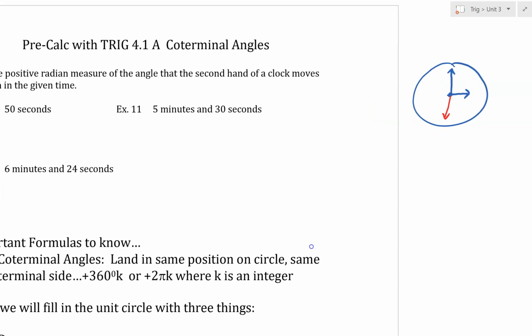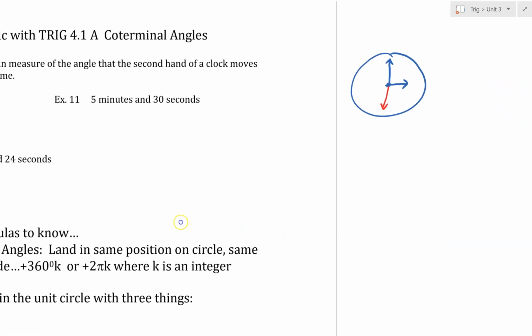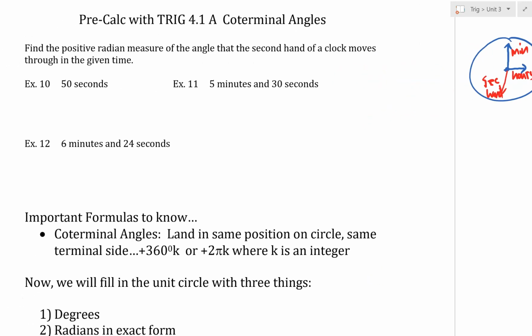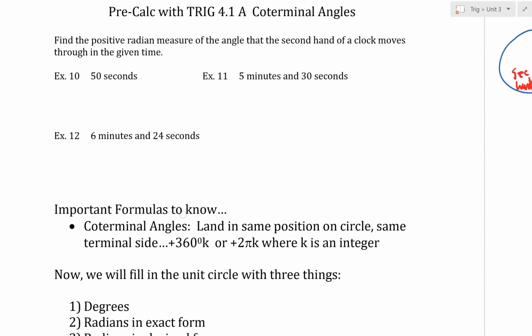So when we are talking about the positive radian measure of the angle that the second hand of a clock moves, what are they talking about? Well, they're talking about the hand that's measuring seconds. And which one measures seconds? It's this one. It's the second hand. The one that's measuring seconds. This one's measuring minutes. This one measures hours. So when they are saying the second hand of a clock, they're saying this thing. So any given period of time.